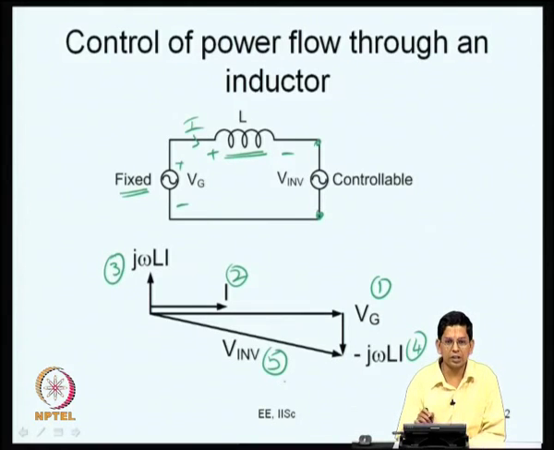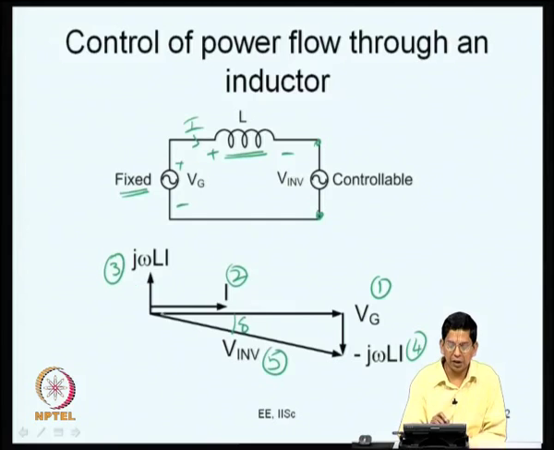If you apply a voltage of so much amplitude and at such a phase angle, let me call this delta, behind Vg, and of the same frequency as Vg, then you can control I as desired. The amplitude and phase of I can be controlled now.